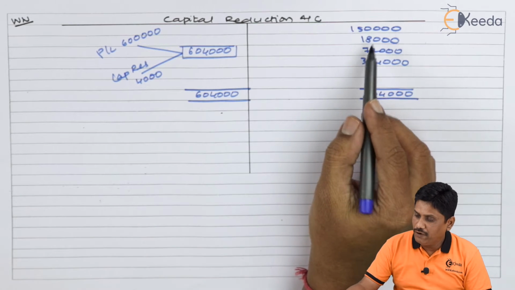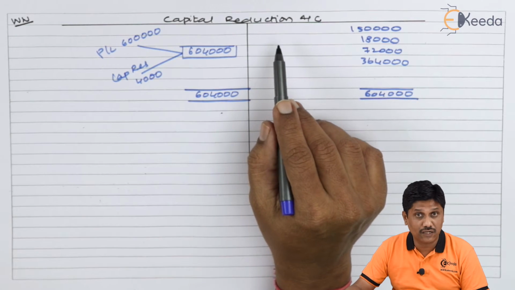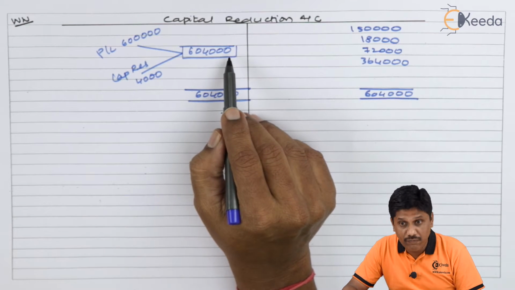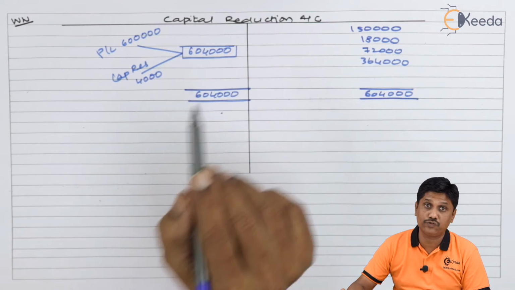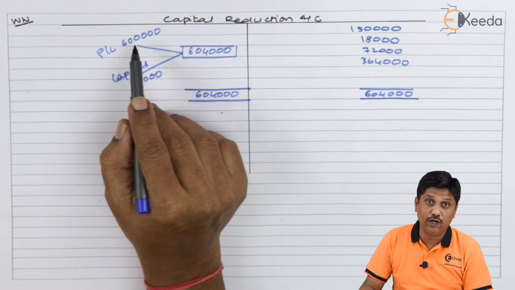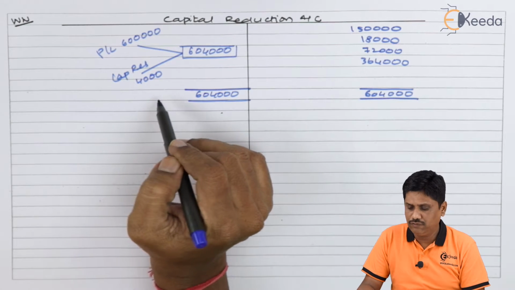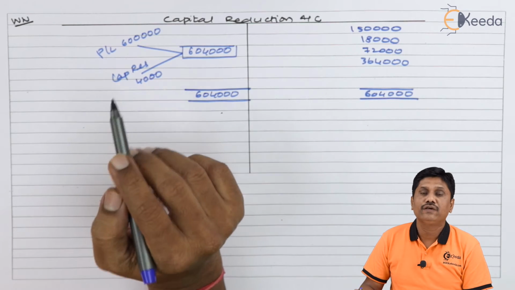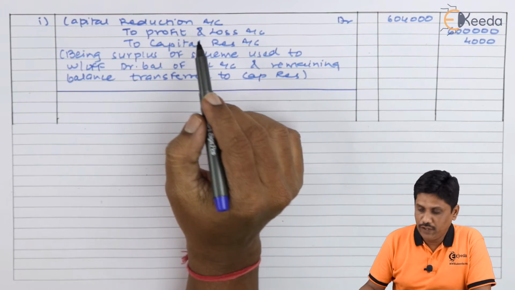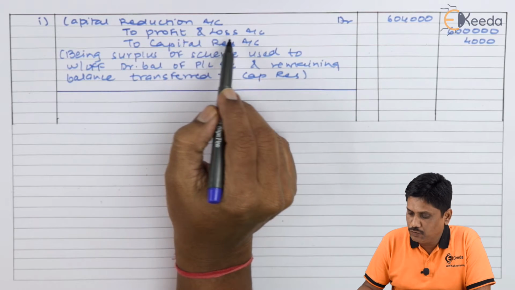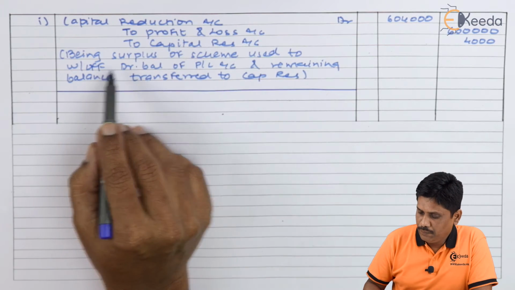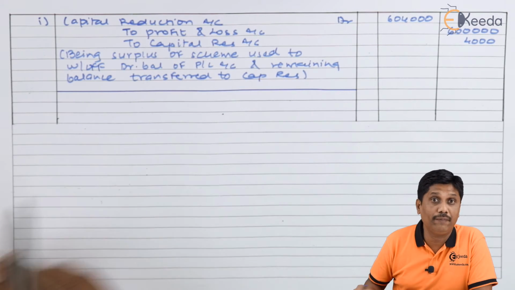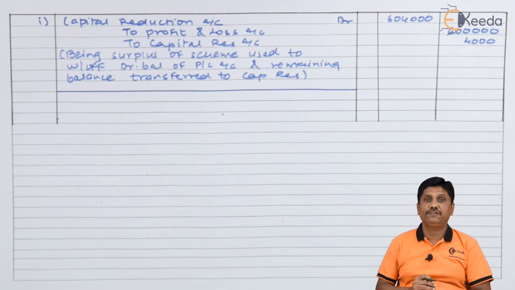Let us prepare capital reduction account in working note. Friends, you can notice I have credited all those amounts which are credited in this account in our journal entry. Then I come to know that this is the balance available with us. With that balance, first and foremost, I will write off our debit balance of P&L account which was 6 lakhs. Still there is a surplus which we will transfer to capital reserve. So we need to pass our last entry here. Let us make the entry. Friends, you can notice our last entry: capital reduction account debit to P&L account and to capital reserve. Being surplus of scheme used to write off debit balance of P&L account and remaining balance transferred to the capital reserve. In this way, we have completed our journal entries.